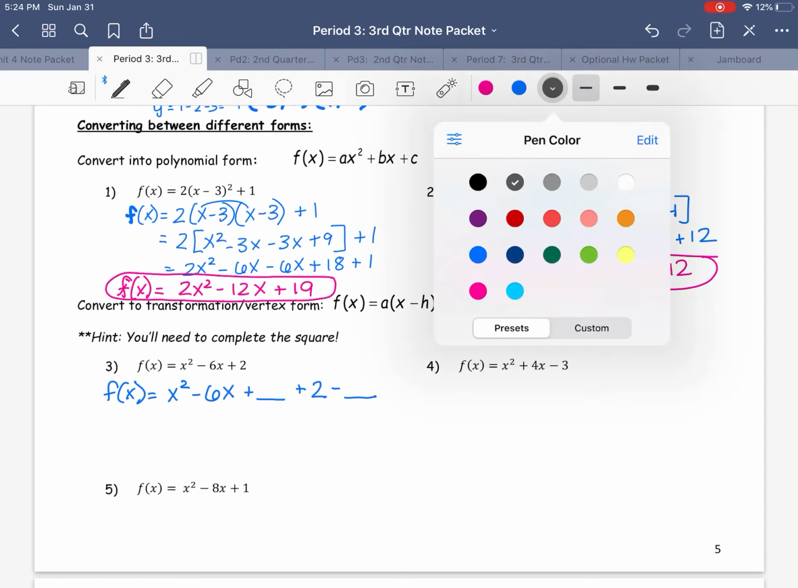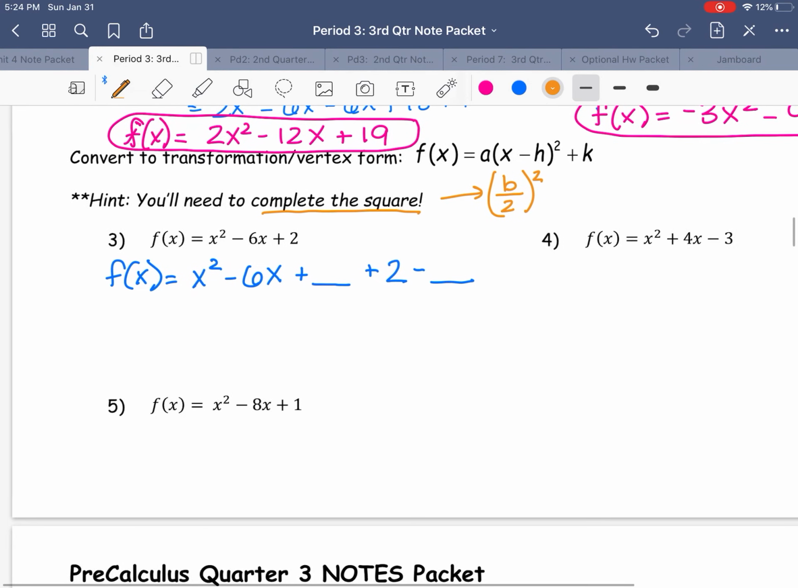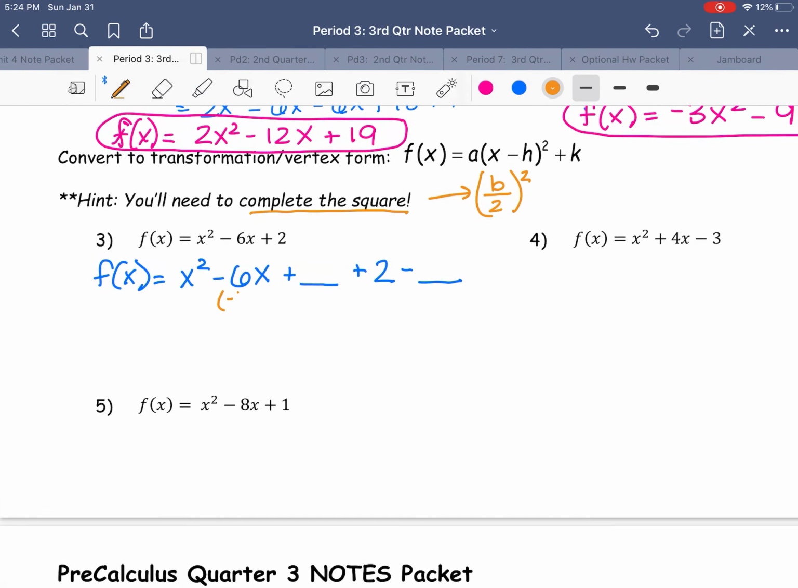And then to see how to complete the square, if you forgot the formula for it, to complete the square, the formula is you take b, you cut it in half, and you square it. So in this particular problem, b is negative 6. So negative 6 cut in half and squared. And when I do that, I get negative 3 squared is 9. So I'm going to add 9, then I'm going to take back away 9.